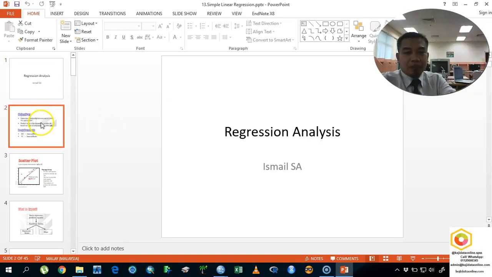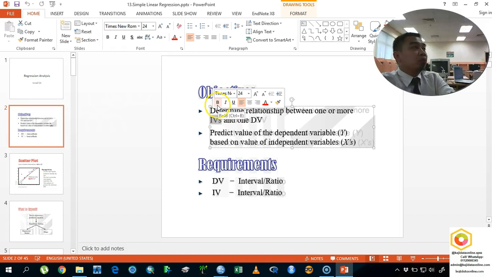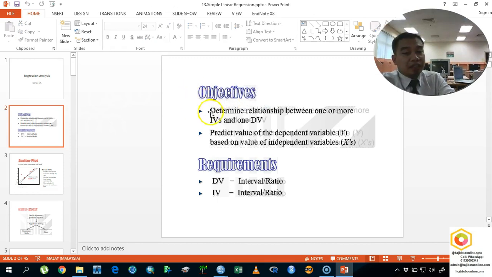Now we are going to discuss regression analysis. The objective is to determine the relationship between one or more IVs and DVs. For example, you have one or more IVs and one DV. You want to put many IVs, but the DV is only one. This is the example of regression.